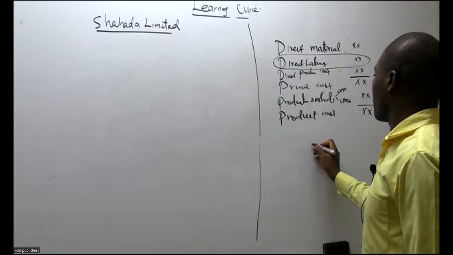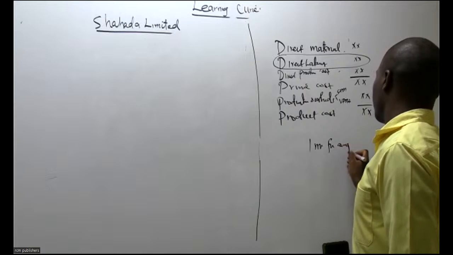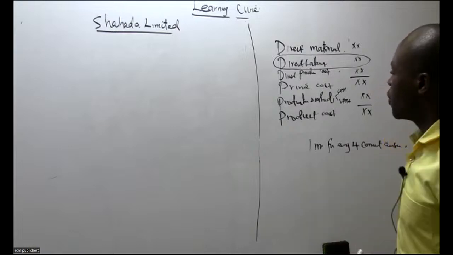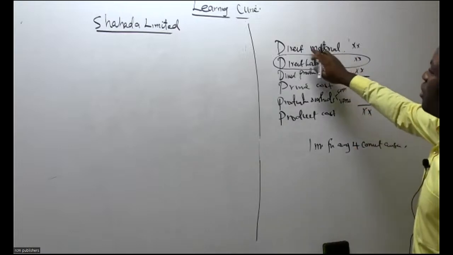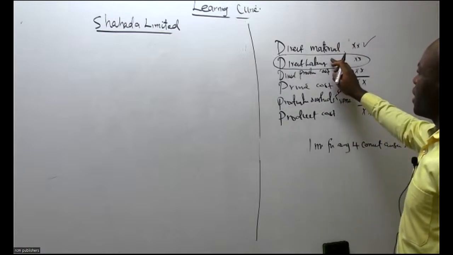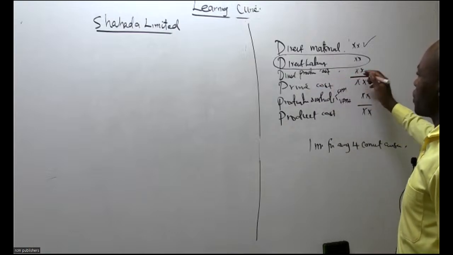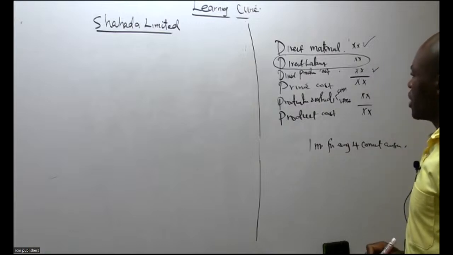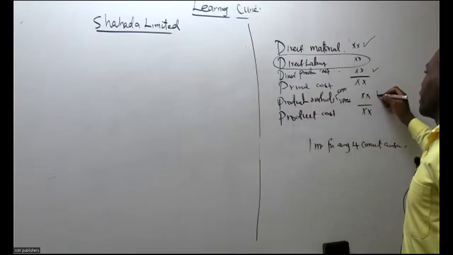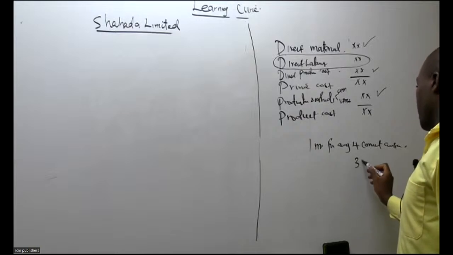1 mark for any 4 correct answers. So here, you don't understand this, but you've been able to indicate the correct value for direct material. You don't understand direct labor, but you've been able to give us the direct or indirect production costs. You don't understand this, but you've been able to give us the production overhead. How many marks do you have? 3 out of 4.